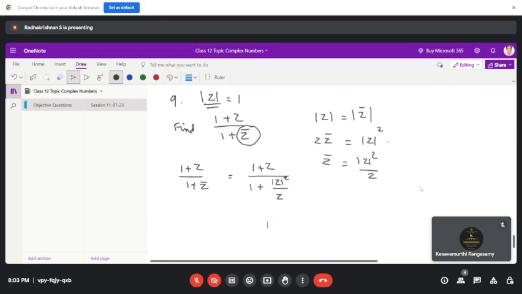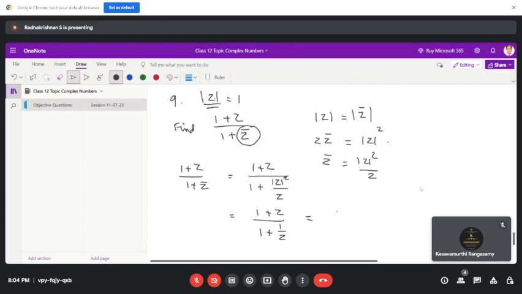But it is given, right? Mod z is given as 1. So that will eliminate that term. 1 plus 1 by z. Okay. So now you simplify this. See what you get.